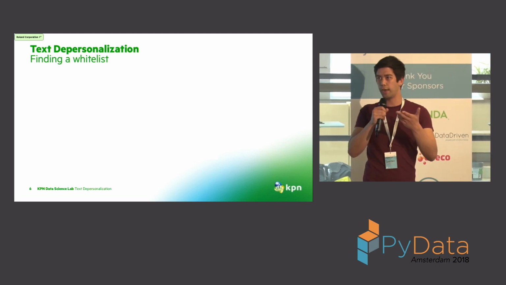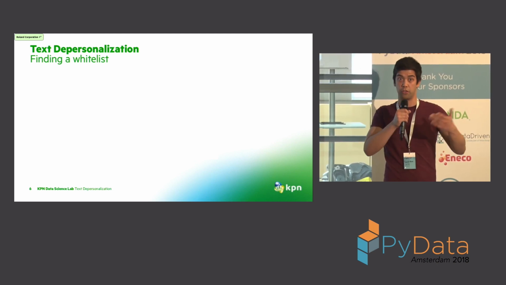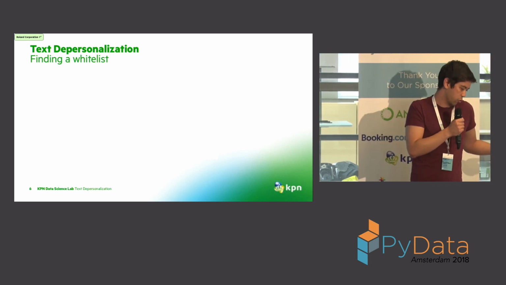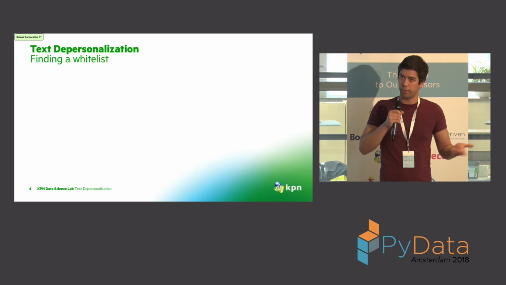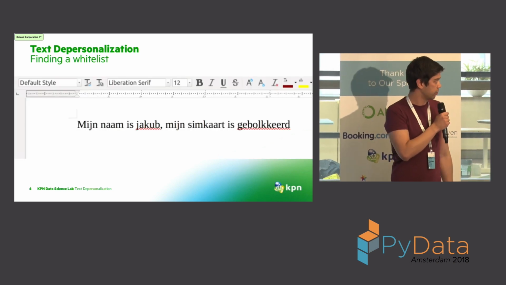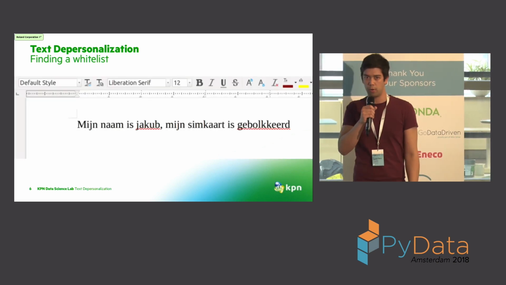The first problem is where do I actually find a whitelist that describes, say, the Dutch language? It was not so easy. I Googled, but I couldn't find one, so I was like, okay, where do I get this? But then I realized my computer actually knows pretty well what Dutch is.